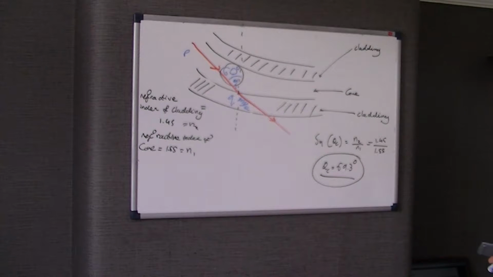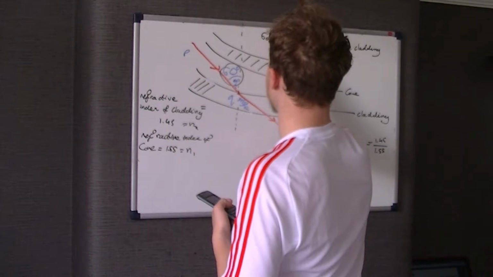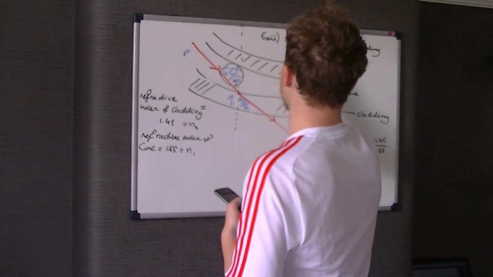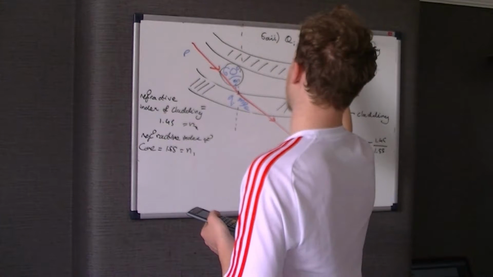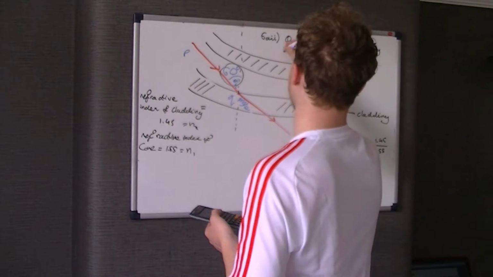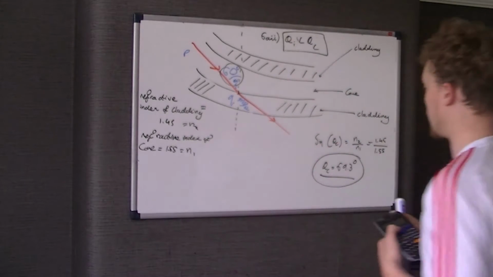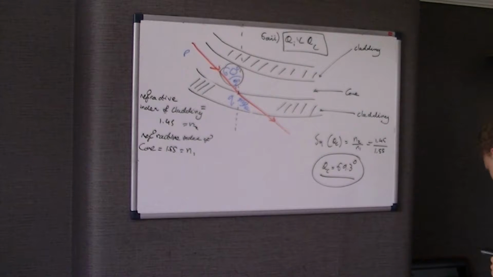So that's A part 2. I'll probably put it over here for you. So at theta I, the incident angle, is less than the critical angle, theta critical. So that's all you need to say for A part 2.